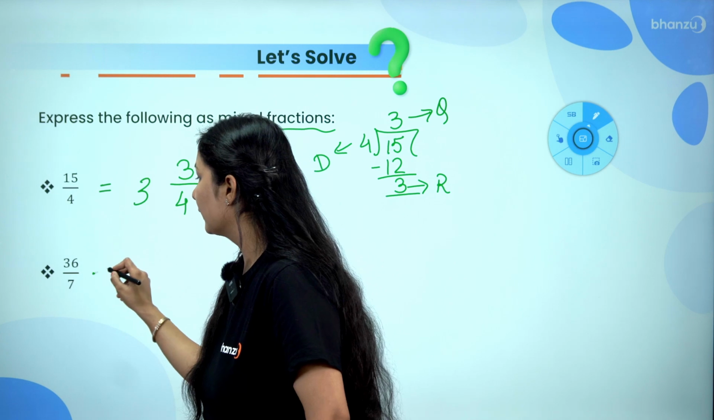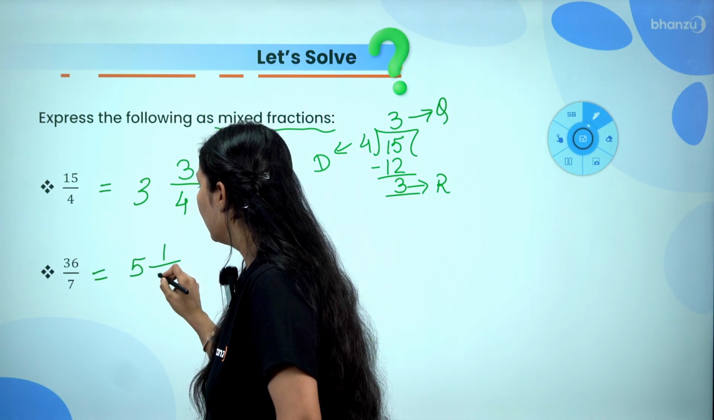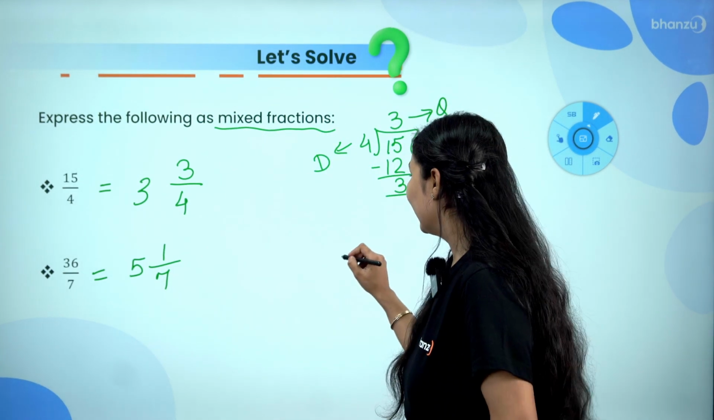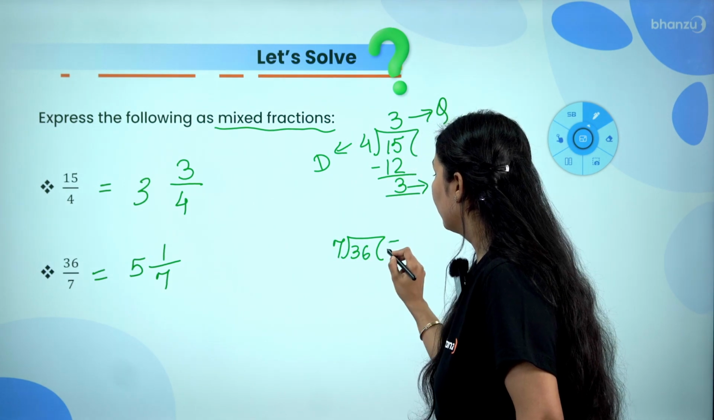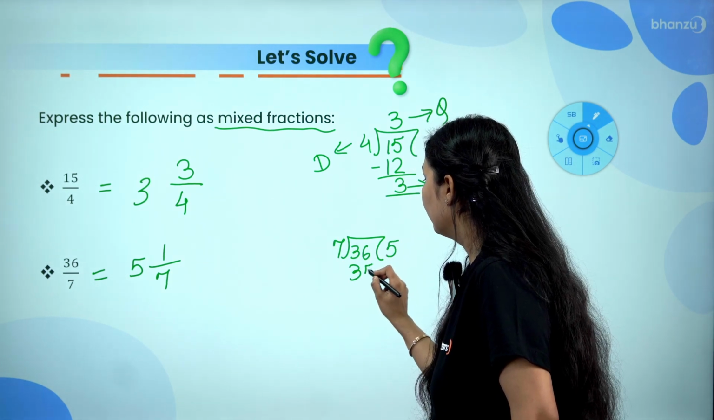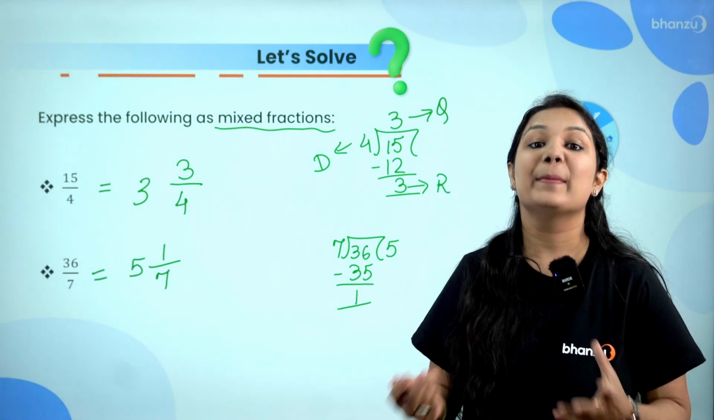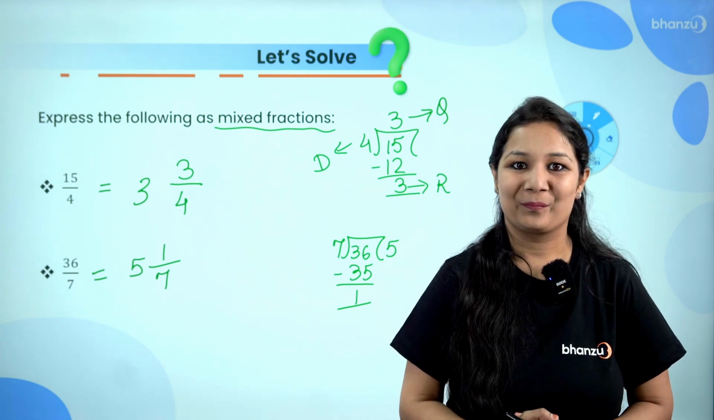Similarly, if you divide 36 by 7, you will get 5 as the quotient, 1 as the remainder and 7 as the divisor, right? Let's check it out. So 36 divided by 7, 5 sevens are 35, right? So this is how we get the mixed fractions from improper fractions. Got it?